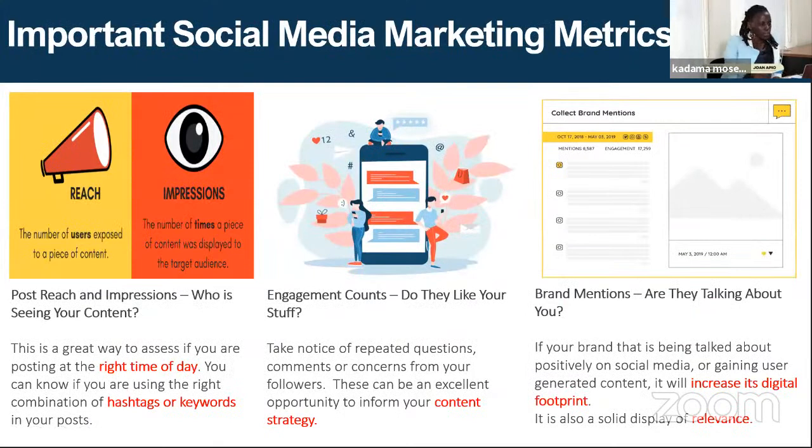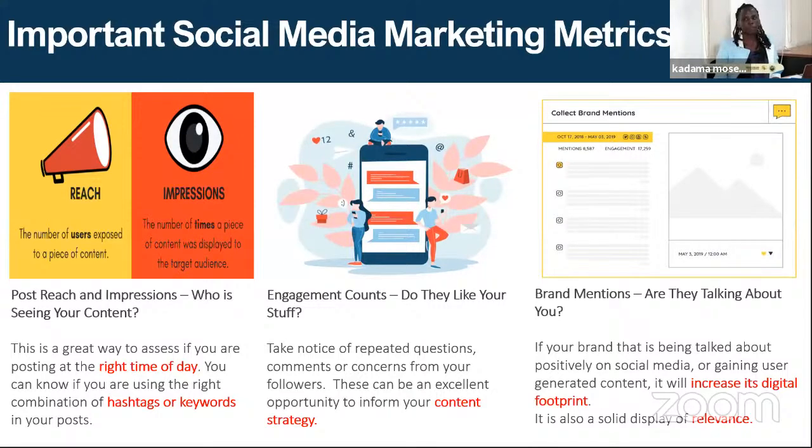Okay, so most of us have heard about reach, impressions, engagements, brand mentions. I just want to touch on this because these are quick ways you can know that you are doing something right on social media. Some people say, for me, it's about post reach. So who is seeing your content? As you're setting your metrics, who is seeing your content?